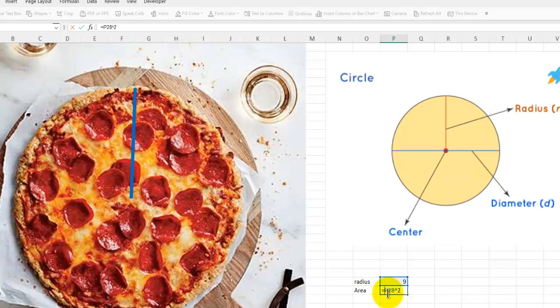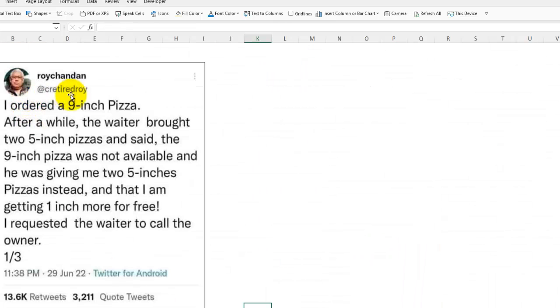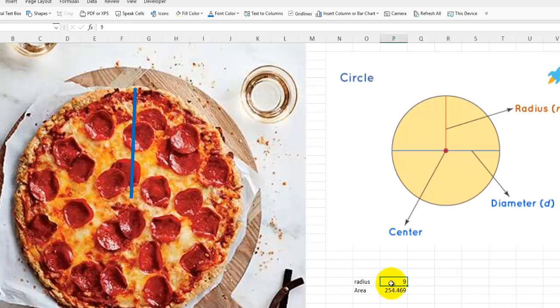So what is the pi? Well, you need to remember at least one thing. It's called the pi, P-I, pi, right? And then times this, and you get 254. But wait, this person, oh no, not really here. So is it 9 inch? Is the radius 9 inch? No, it's actually half of it, because the radius is the radius.